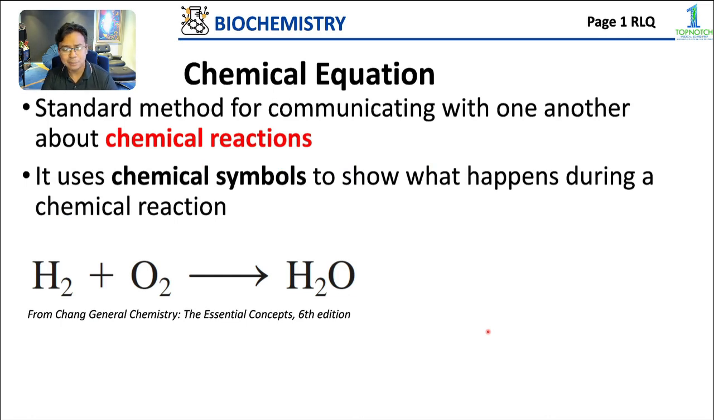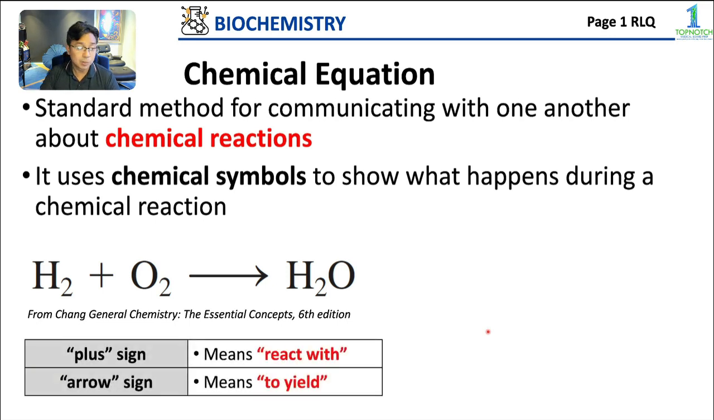Now for the next concept, let's discuss the anatomy of a chemical equation. A chemical equation is simply the visual representation of the chemical reaction, and it uses chemical symbols to show what happens during a chemical reaction. The plus sign here means to react with, and the arrow sign means to yield or to become. So when you read this equation, it's actually molecular hydrogen reacts with molecular oxygen to yield or form water.